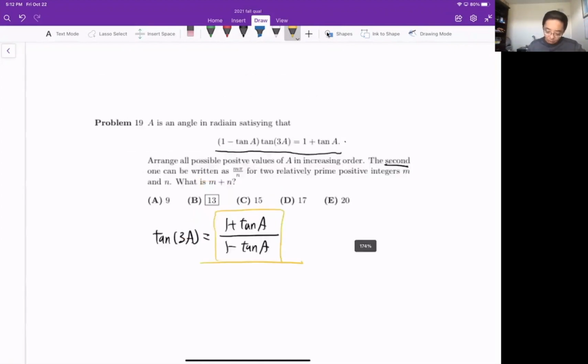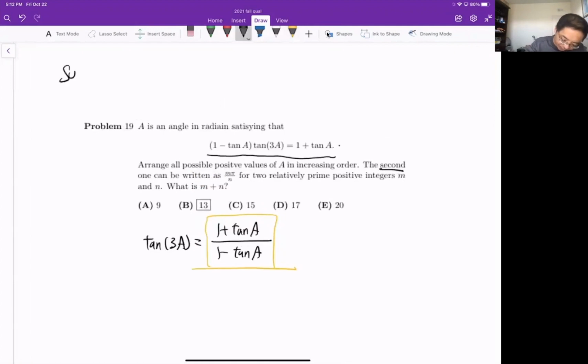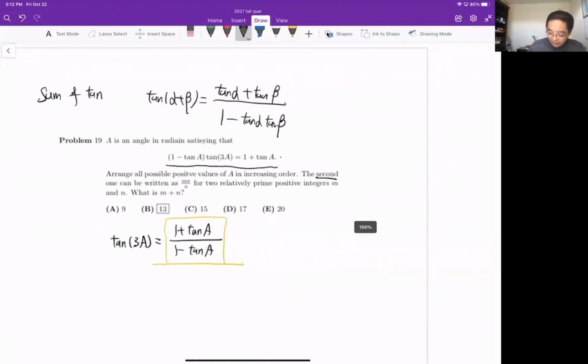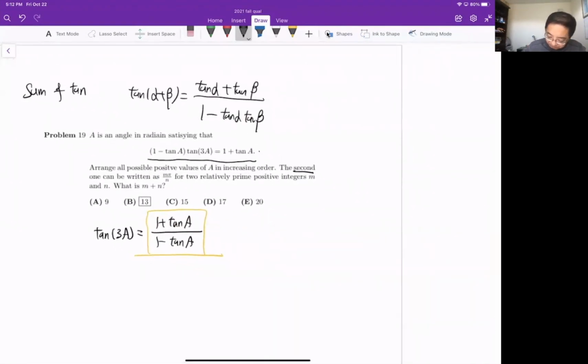And for that, we need a sum formula, okay? So we need a sum formula of the tangent function. So what's the tangent function? The sum formula is tangent of alpha plus beta equals tangent alpha plus tangent beta, over 1 minus tangent alpha times tangent beta. Now the reason is simple, because tangent of alpha plus beta equals sine over cosine.